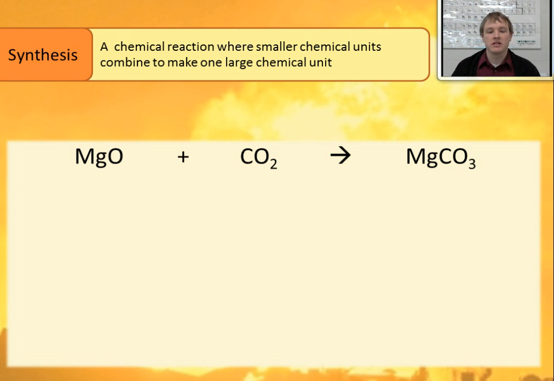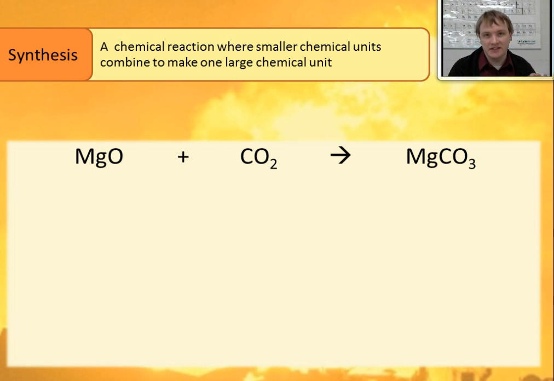So here's an example of a synthesis reaction, combining magnesium oxide with carbon dioxide and making magnesium carbonate. This substance, by the way, magnesium carbonate, is sometimes added to table salt to make it flow more easily out of the bottle. Table salt can very easily get wet and clump, but magnesium carbonate can absorb a lot of excess water, so it prevents salt from getting wet. So here are the substances that are going to react in this chemical reaction.